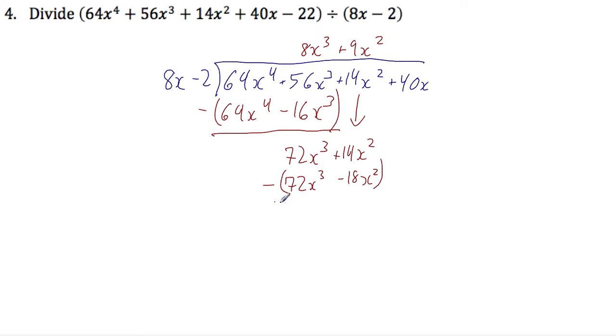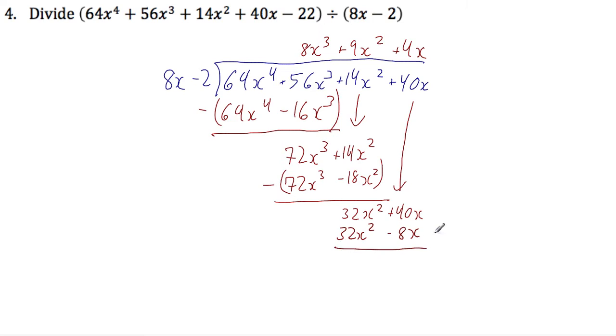I'm going to subtract these values again. Again, the first terms cancel out. So we get 14x squared minus a negative 18x squared is positive 32x squared. Bring down this 40x. And I have 32x squared divided by 8x. That's going to be a plus 4x. 4x times 8x is 32x squared. 4x times negative 2 is negative 8x. We subtract. We get 0 for the first term, and 40 minus a negative 8 is going to be 48x.